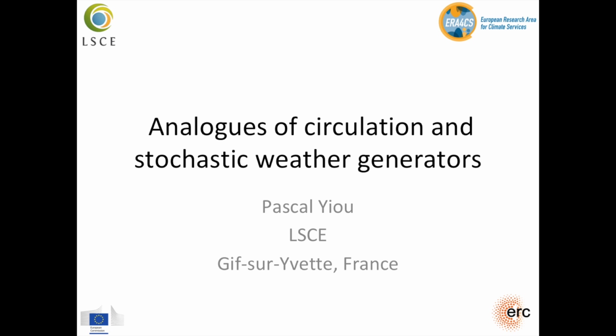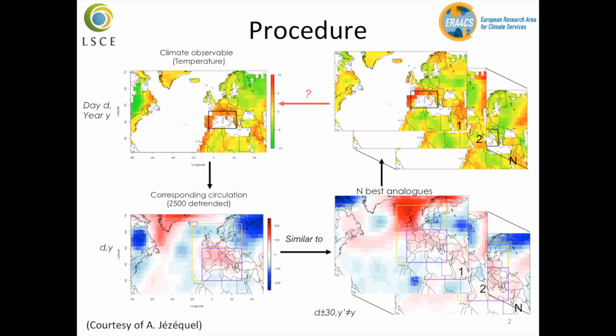The method of analogues of circulation is a versatile method to do conditional attribution, conditional to the atmospheric circulation. So how does it work? We start from a given day, let's say the 5th of November 2018, and we look at the atmospheric circulation during that day. Okay, so this is how it could be.